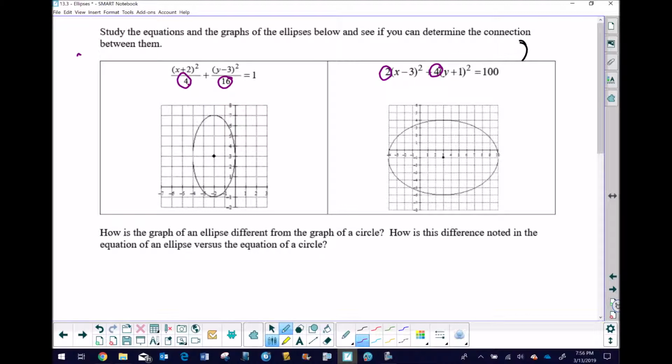Let's face it, in the left-hand side graph, if 16 were the two denominators, then we would have counted out 4 blocks in the x direction from the vertex, as well as 4 blocks in the y direction, and then you can see that we would have probably something that was a lot more circular. Right? Now, it's also going to ask, how is this difference noted in the equation of an ellipse versus an equation of a circle? And that's exactly the idea about the coefficients and/or the denominators being different from each other.